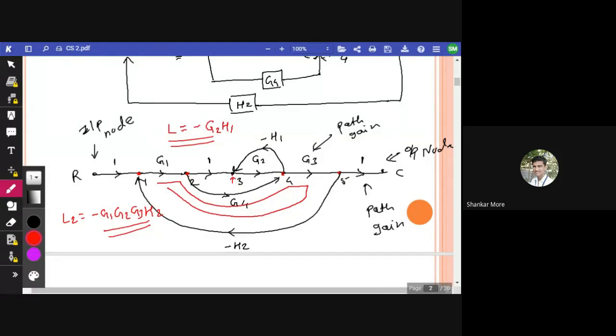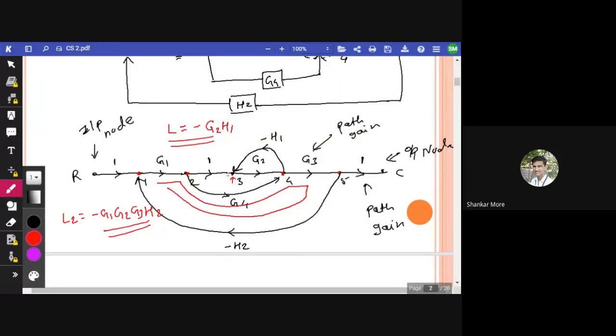They should be completely separate in this diagram. So as far as this diagram is concerned, there is no non-touching loop. There are only two loops, and both loops are touching at node 4. Okay, so these three things are necessary to analyze or to find out the transfer function of a system.